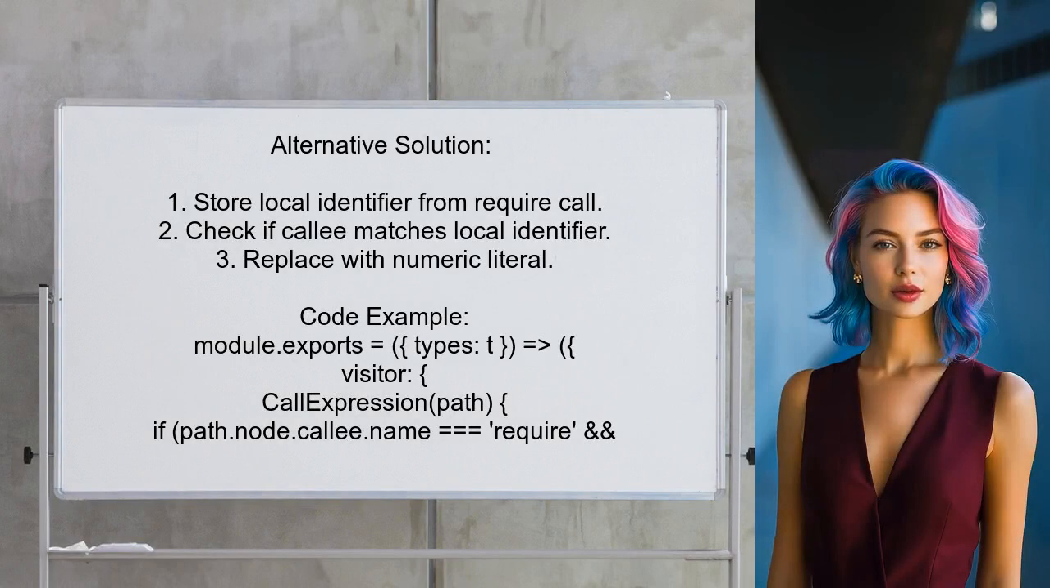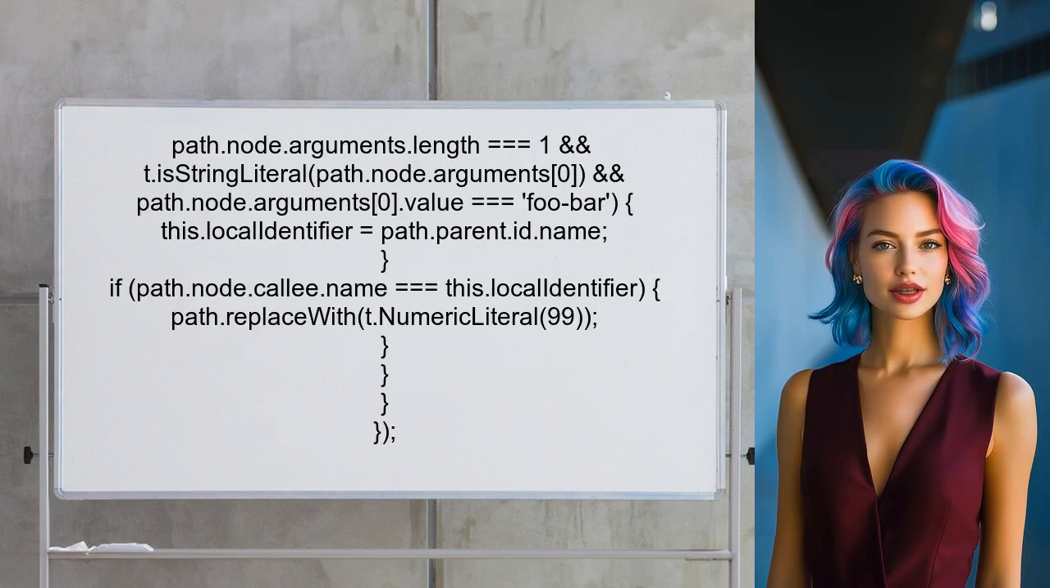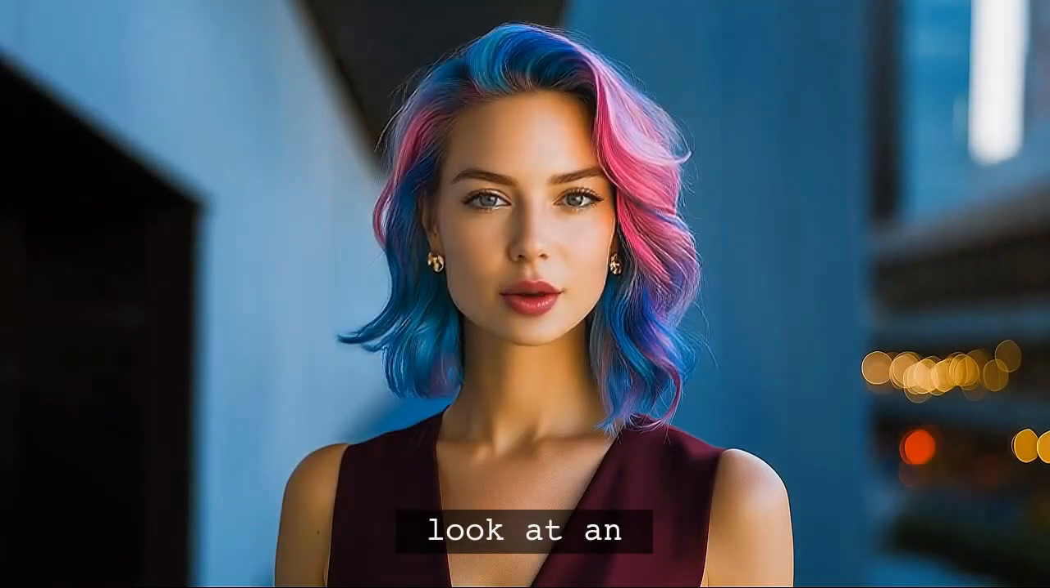An alternative approach, shared by another user, involves simplifying the traversal of the scope. Instead of using path_scope.traverse, they suggest storing the local identifier when a require call is found. Then, they directly check if the callee matches this identifier and replace it with a numeric literal. Let's take a look at an answer from another user.